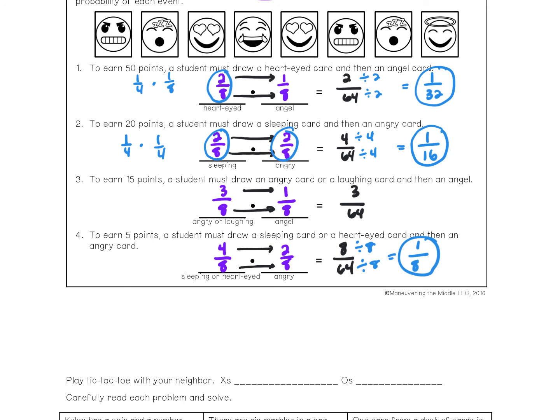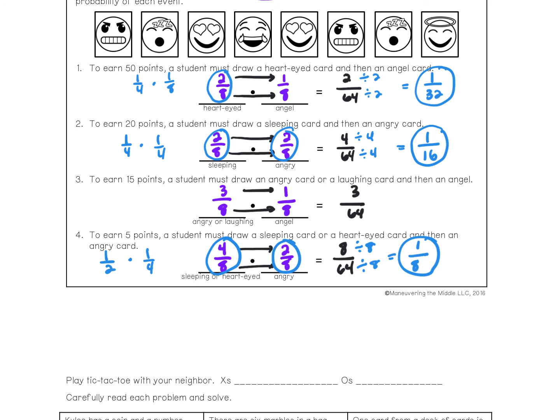Now again, you may have noticed this fraction can reduce to 1/2. This fraction can reduce to 1/4. And if we write them in the reduced form, we are going to take 1 times 1, which is 1, and 2 times 4, which is 8. And this would be our probability.